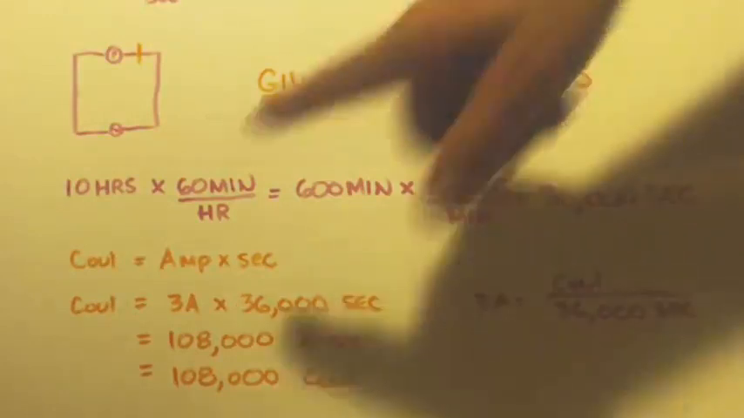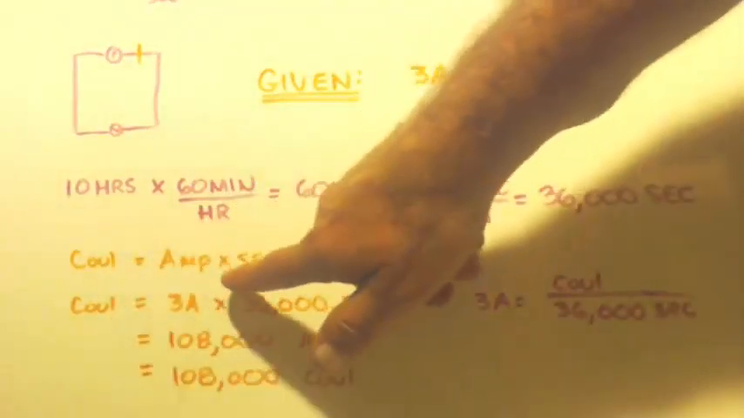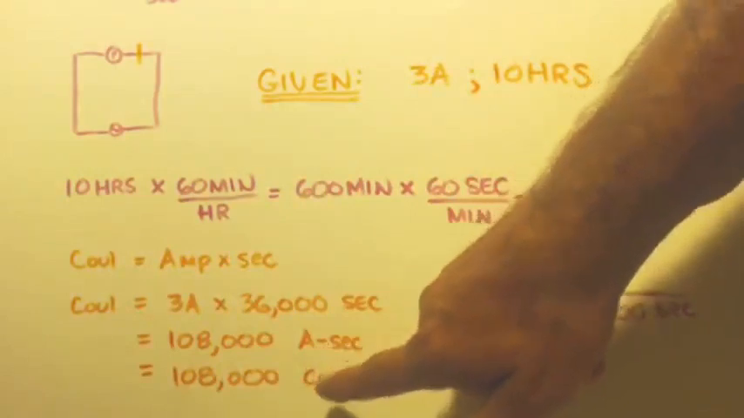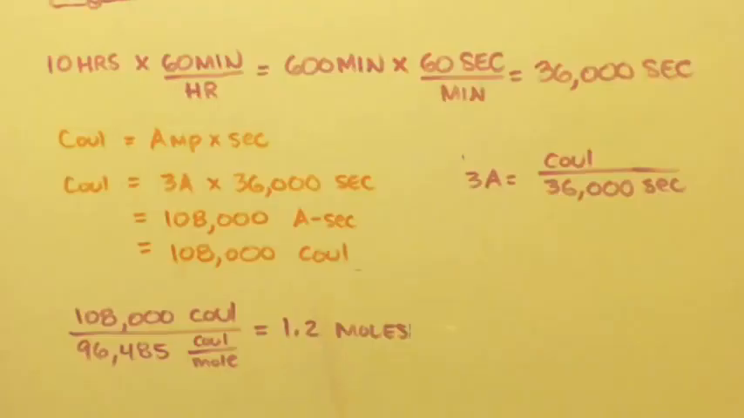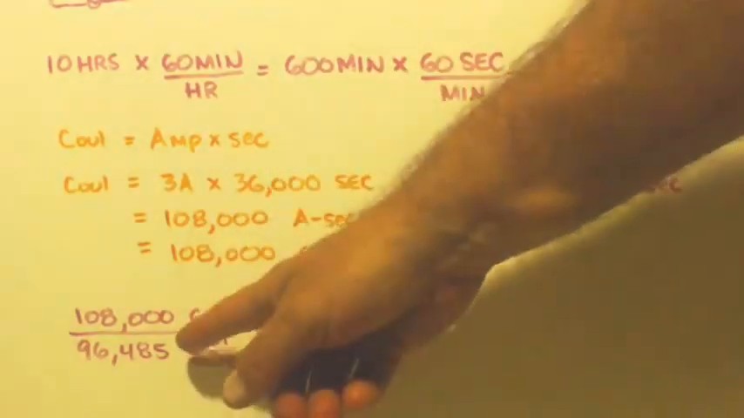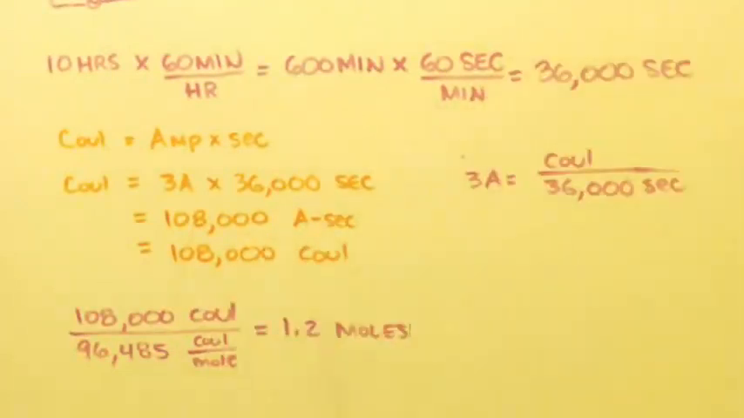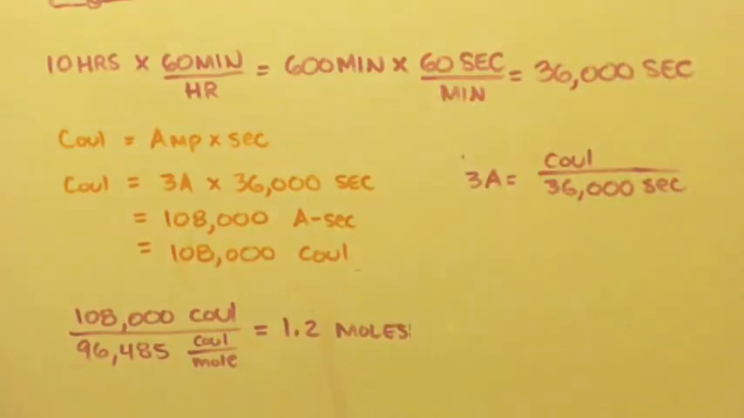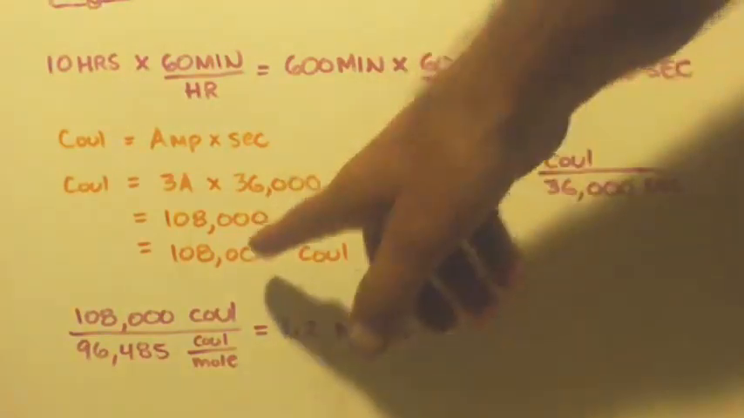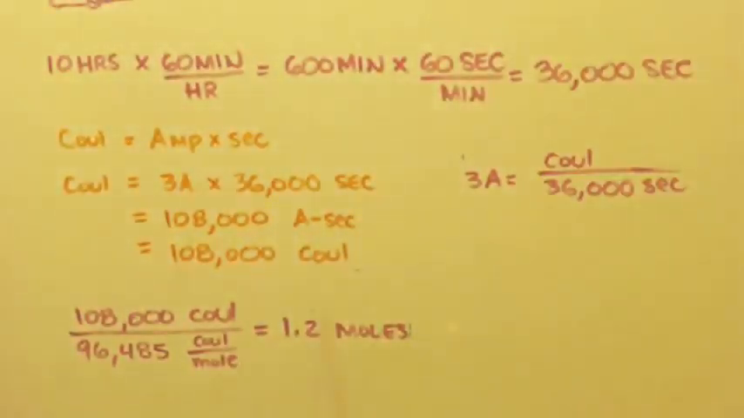And as we just said, a coulomb equals an amp second. So we can just change this amp second into a coulomb because they're equal. You have 108,000 amp seconds, you have 108,000 coulombs. Now here's where Faraday's constant comes in. You can take and divide Faraday's constant into the coulombs. We just figured out how many coulombs we're going to use if we use 3 amps for 10 hours, right? We're going to use 108,000 coulombs. Once you divide that, the coulombs cancel out and you end up with 1.2 moles.